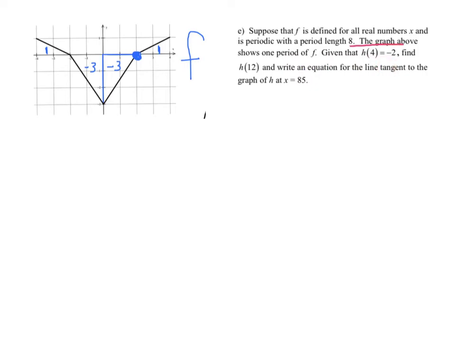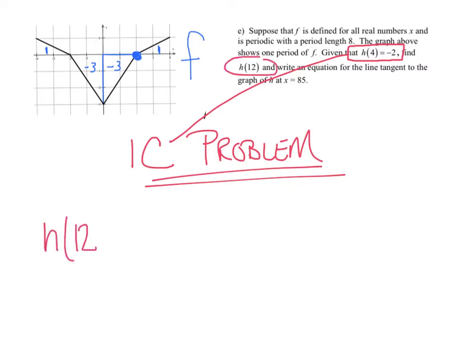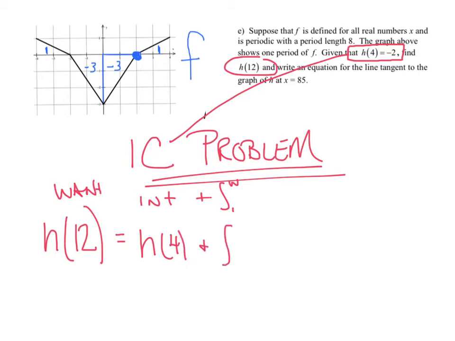At this point, bells need to be going off in your head, and you need to be saying you have an initial condition problem. Every time they give you that initial condition, you've got an initial condition problem, which talks about that initial versus want setup. All right, so now it says find h of 12. If I want h of 12, remember that's your want equals your initial plus the integral from your initial to your want. So h of 12 equals h of 4 plus the integral from 4 to what I want, 12.